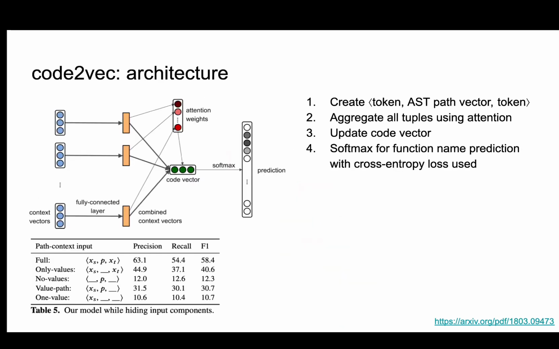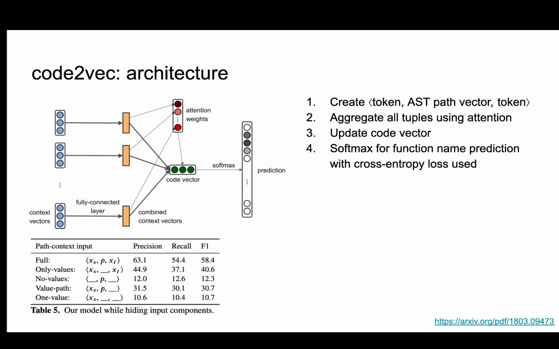The architecture is quite simple. The model gets as input context vectors that are processed with a fully connected layer. Then these vectors are combined into the final code vector via aggregation with an attention mechanism. As a model input, we create an AST path context vector, or token, AST path, and token, where the tokens are the start and ending token in the AST path.